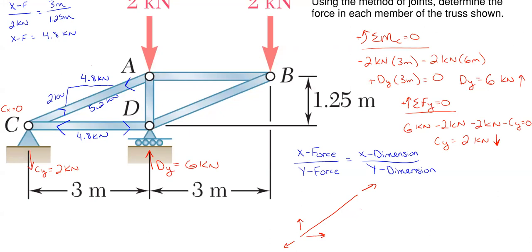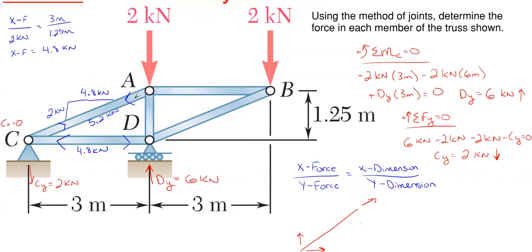So let me scroll back up just a little bit here. Looking at joint A, I am only concerning myself with what is being acted on at joint A. So I have 2 kilonewtons of force. I have member AD, which I don't know. I have member AB, which I also don't know.